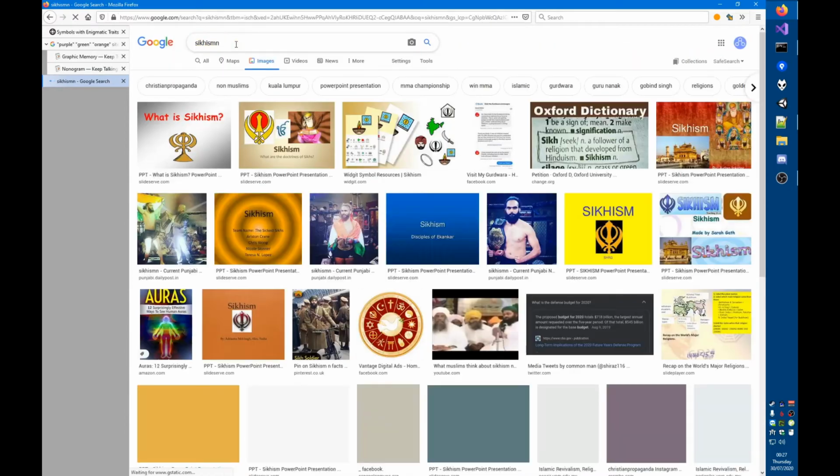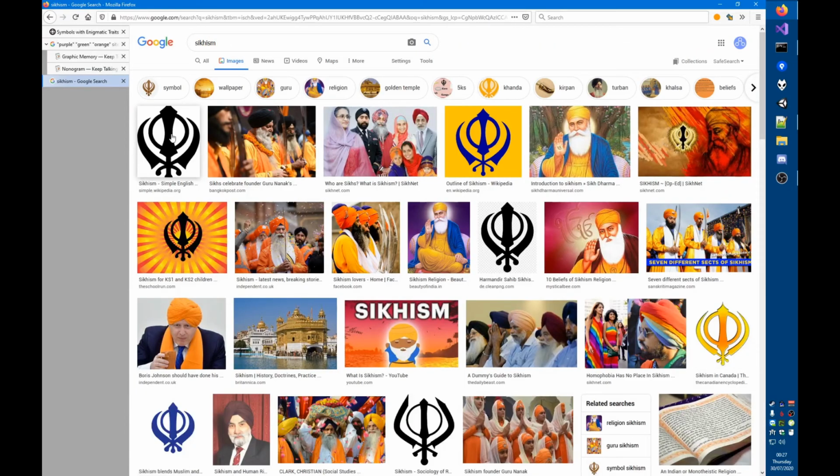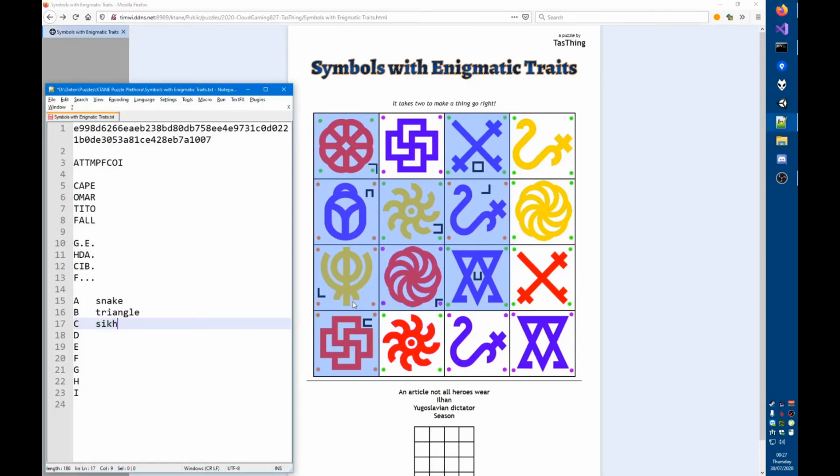Sikhism, perhaps. Ah, yeah, indeed, that is kind of reminiscent of that. Alright, let's close graphic memory and nonogram again. Yeah, so I'm just gonna call it that. And then D is this sun symbol. E is, let's just call it a cross, I guess. And then F is this tiles pattern.